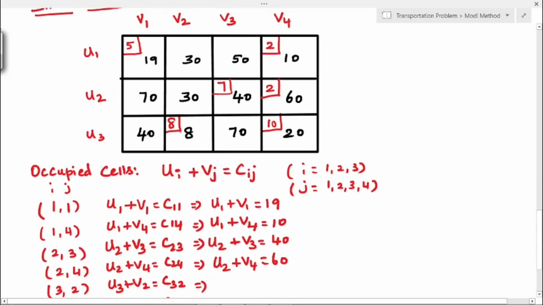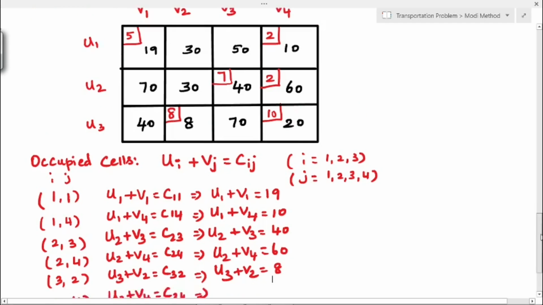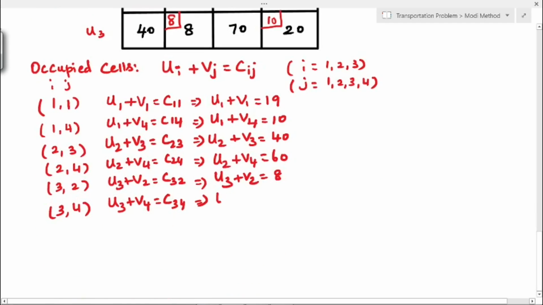U3 plus V2 equals 8, and the last one, U3 plus V4, equals 20. Now you have to find the values of U1, U2, U3 and V1, V2, V3, V4.